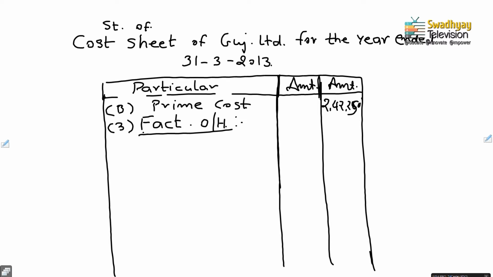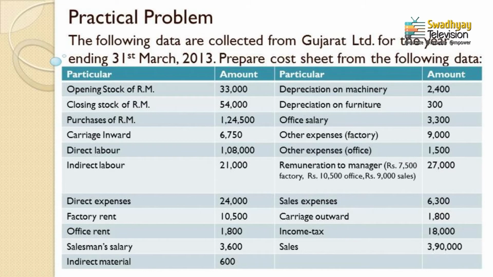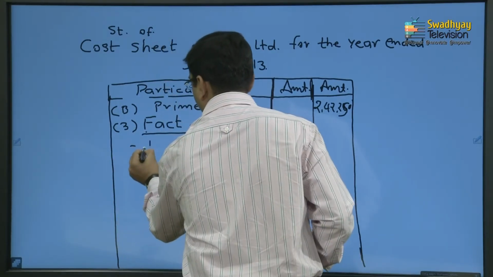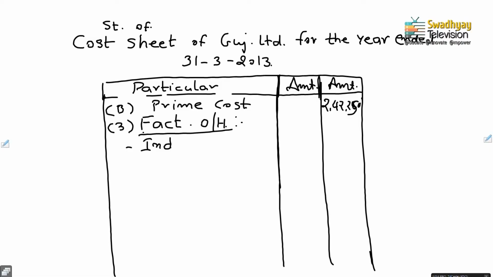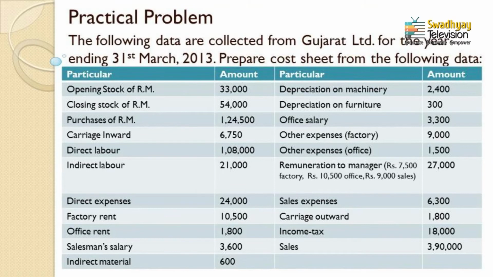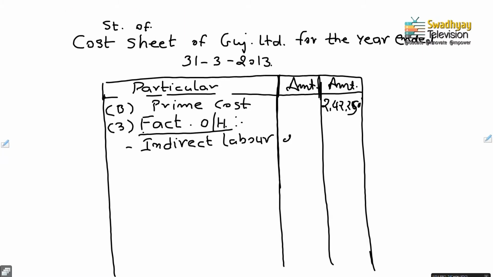In the question, we will identify how many factory expenses there are one by one. Let us see the factory expenses. First is indirect labor. The first item is indirect labor. We have more than one expense, so all these expenditures are going to be recorded in the first column, the inner column, that is 21,000 rupees.